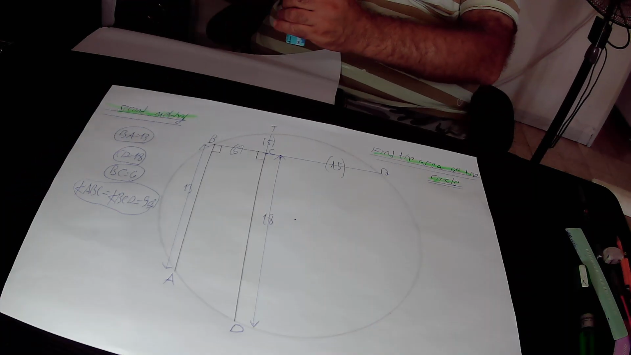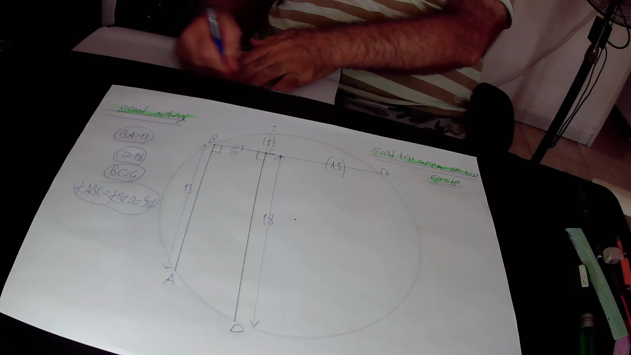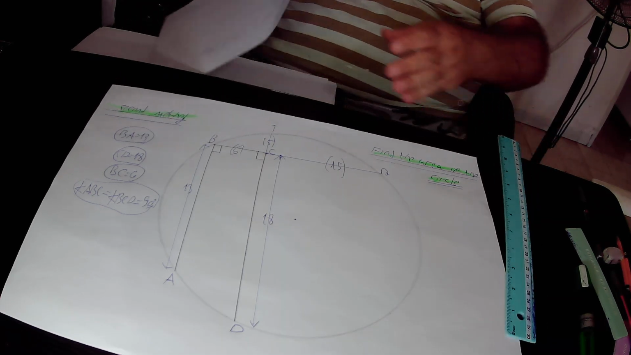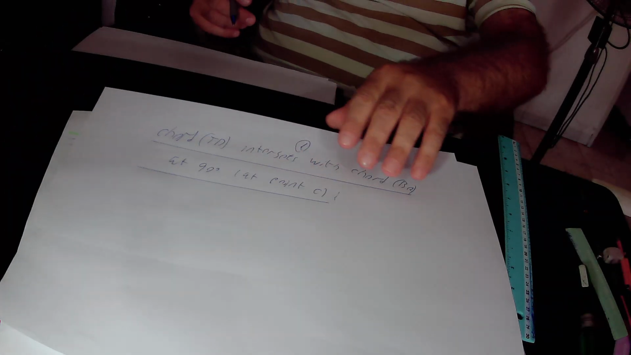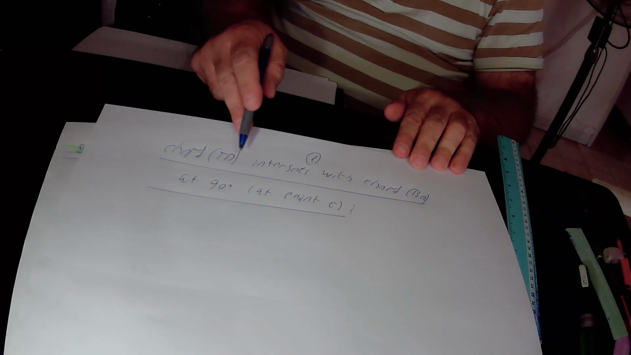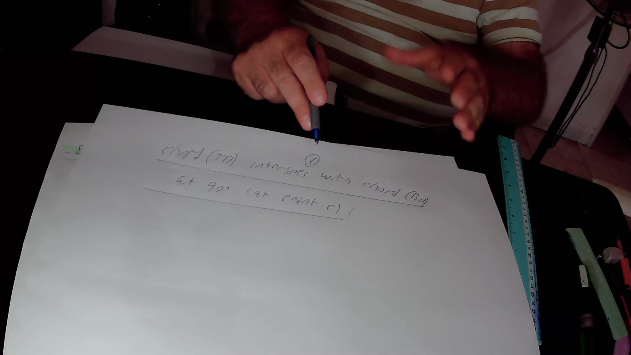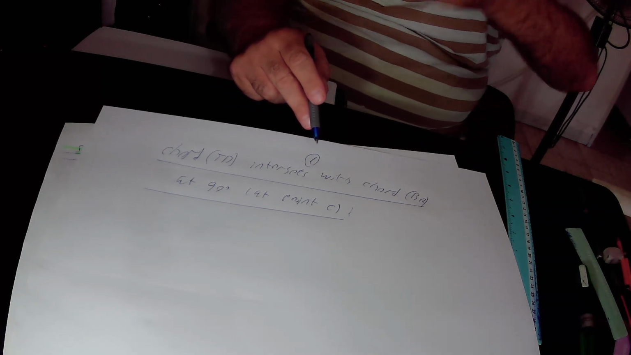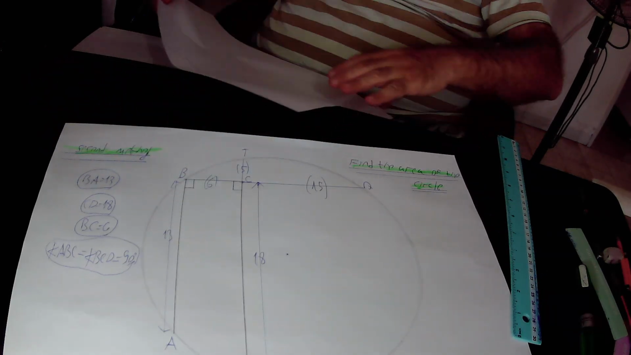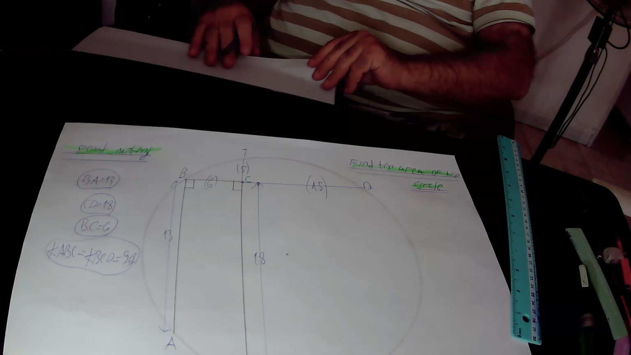Okay, again, I should find out that in our original drawing, chord TD intersects with chord BQ at 90 degrees at point C. So all the requirements for rule 26 are satisfied, and therefore we can implement rule 26. According to rule 26, the following equation is true.